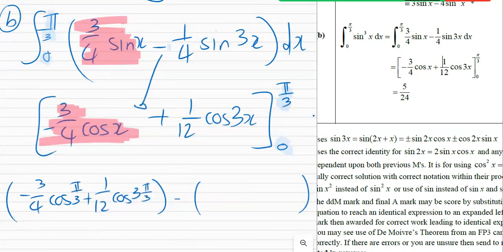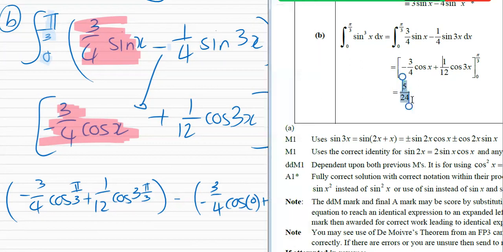And this can just go in the calculator, or you can do it bit by bit. Just be careful, obviously. That's still negative. This was a negative, 3/4 cosine of 0 and 1/12 cosine 3 times 0. Okay, all of that in, and you should get a nice answer of 5/24.